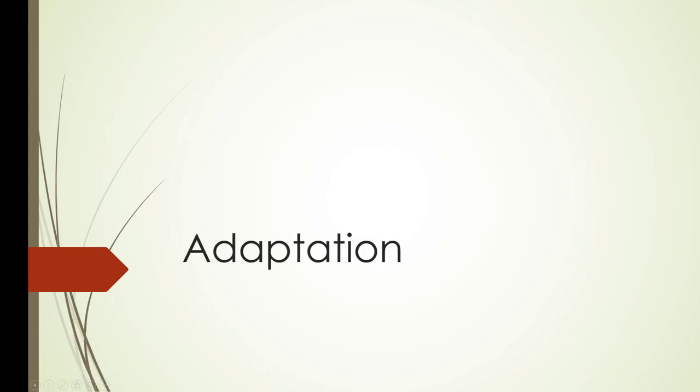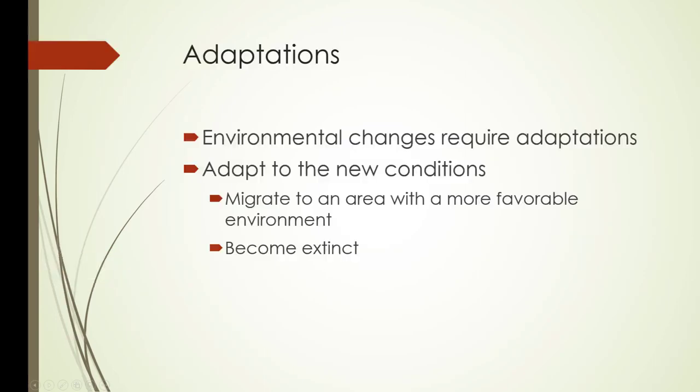So this week we're talking about adaptation. Environmental changes, which we are going through very rapidly, require adaptations. In order to adapt to new conditions, species need to migrate to an area with a more favorable environment or they become extinct. Pretty challenging for plant material.